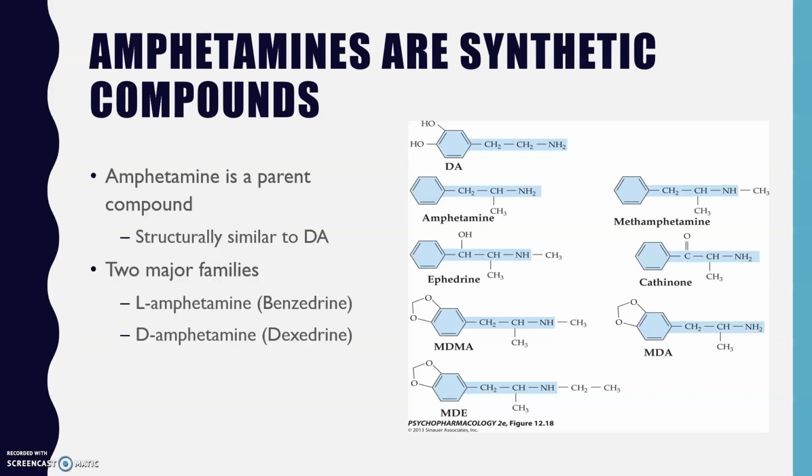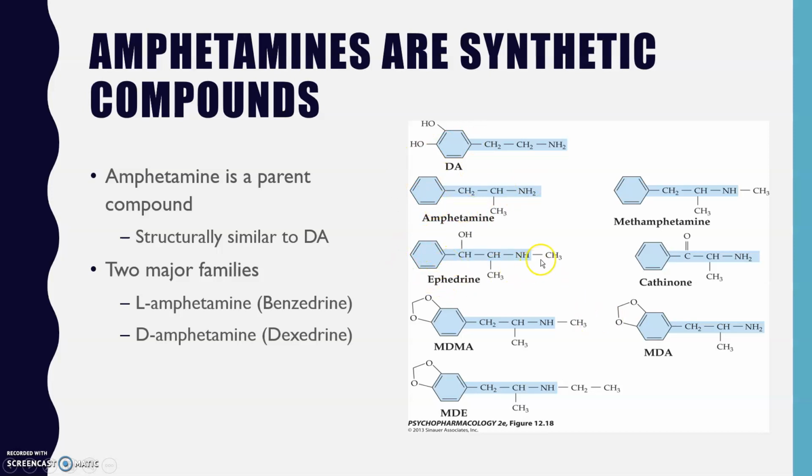So amphetamines are all synthetic. Generally, amphetamine is a parent compound. It is structurally similar to dopamine. So here is the actual chemical structure of dopamine right here. Now take a look at amphetamine. Pretty similar in this regard.